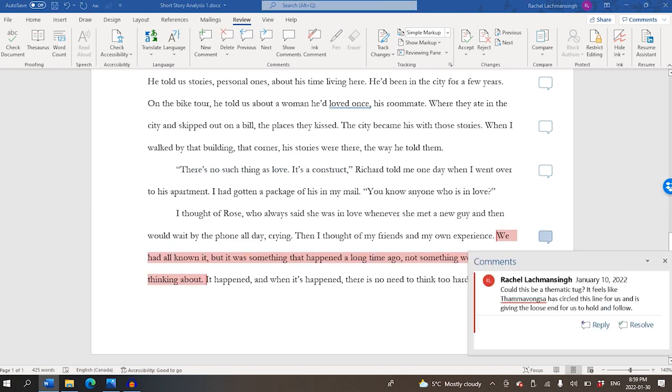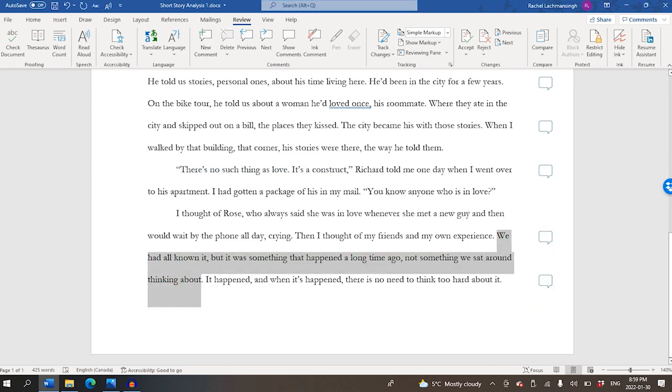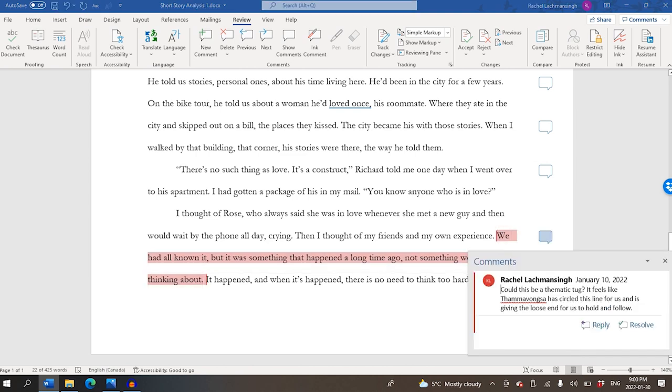So the next comment is this one here, and I'll just highlight it. We had all known it, but it was something that happened a long time ago, not something we sat around thinking about. And it is referring to love. We had all known love. So in my comment, I said, could this be a thematic tug? We had all known it, love, but it was something that happened a long time ago. It wasn't something that now we think about. It's something foreign, something far away from us that we once had, but now we don't.